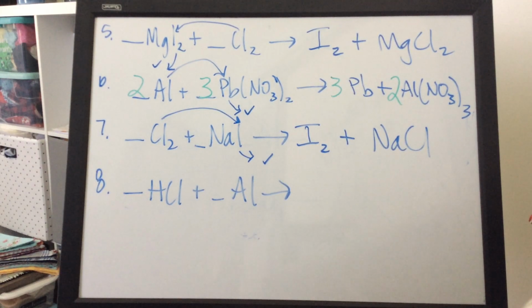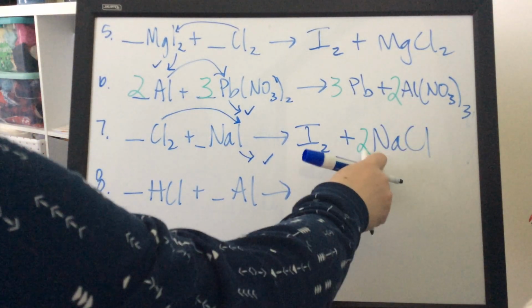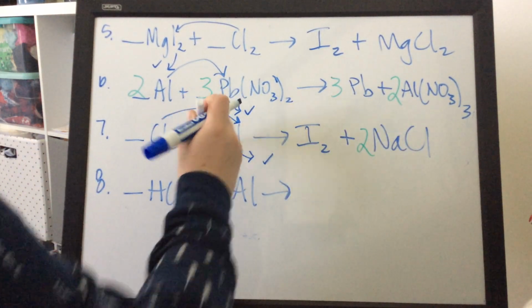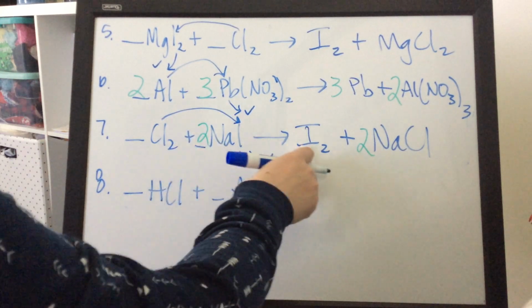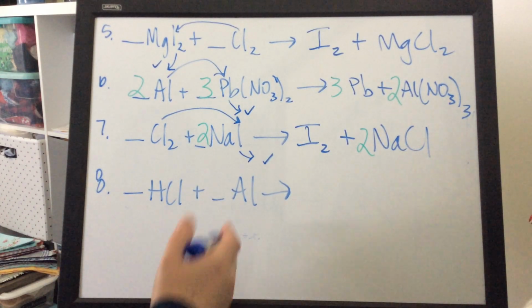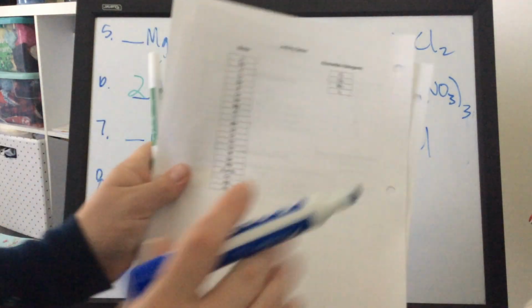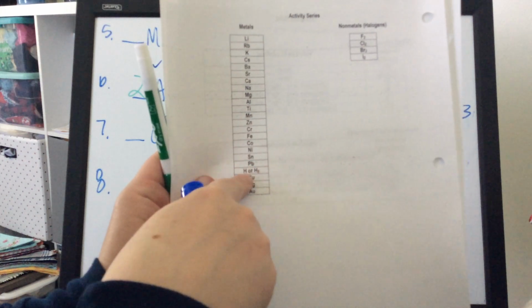I do need to balance this. 2 chlorines, only have 1, so a 2 here. That gave me 2 sodiums. 2 sodiums, that gave me 2 iodines, 2 iodines. So I'm good. And my last one, aluminum's by itself, positive. Can aluminum kick out hydrogen? Can aluminum kick out hydrogen?